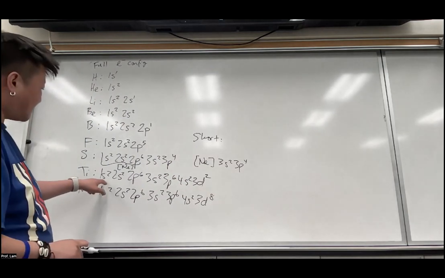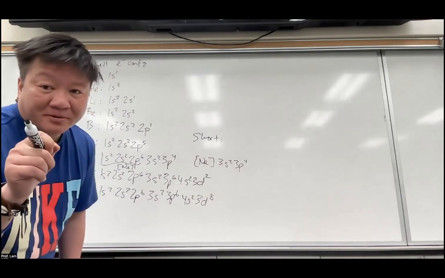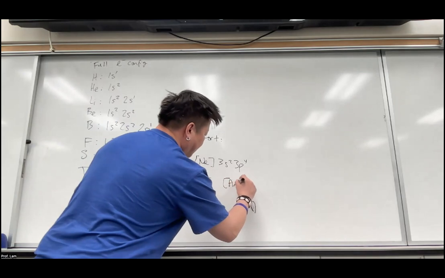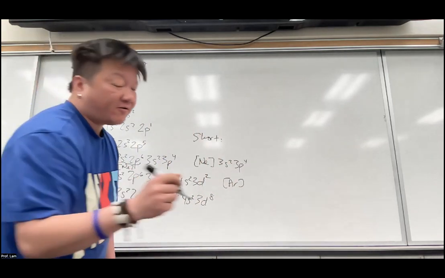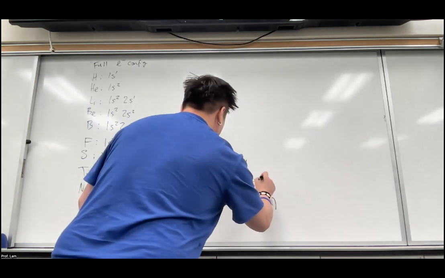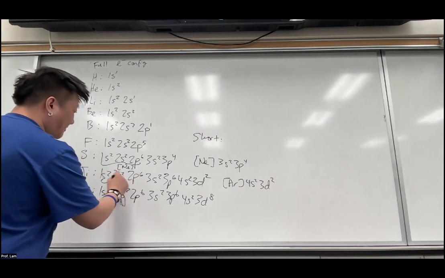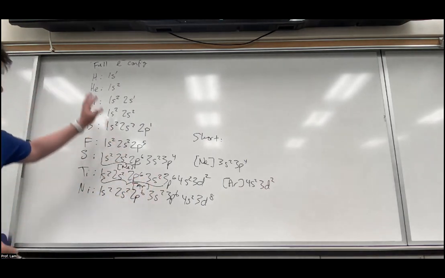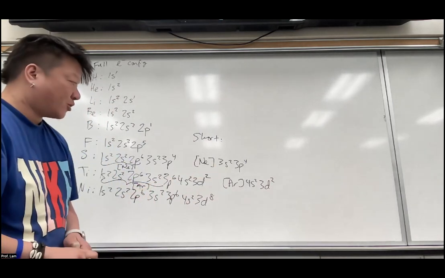Let's do it for this one, titanium. Look at titanium, walk back to the previous noble gas. Oh, it's argon, so put that in brackets. And now go forward until you see titanium. So it'll be 4s2, 3d2. Okay, so you don't even need to get the titanium long configuration, right? You can just do it short right away.